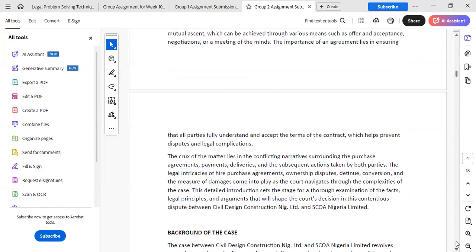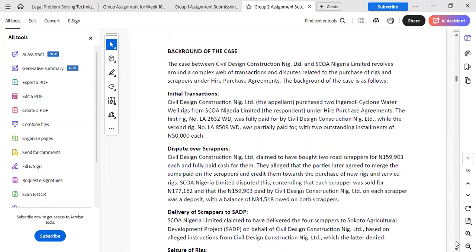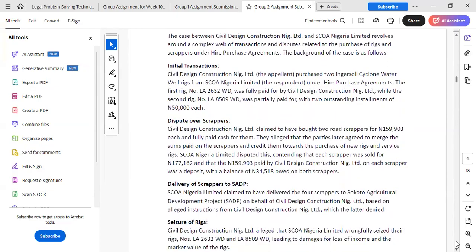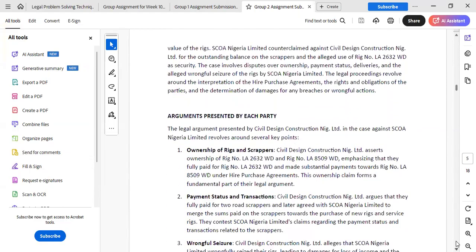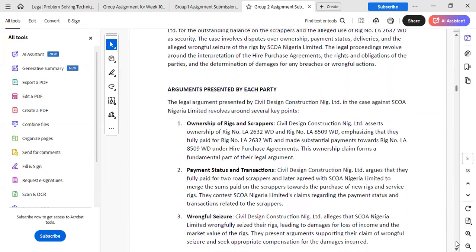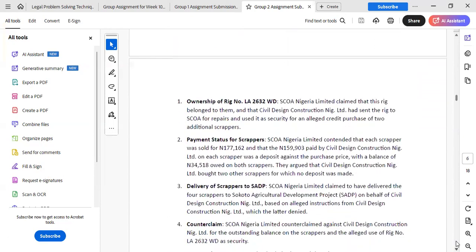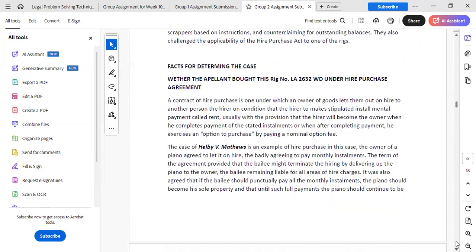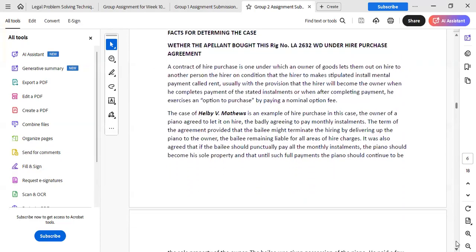Then it's now going to the background of the case, where we see the material facts. You can see how it's been demarcated: initial transactions, dispute over scrapers, delivery of scrapers, seizure, then arguments presented by each party. Although with this one, a lot of them actually go very, very far. Then you could see that the issues are now raised. Although we have some typographical errors there, which you should avoid from this day.